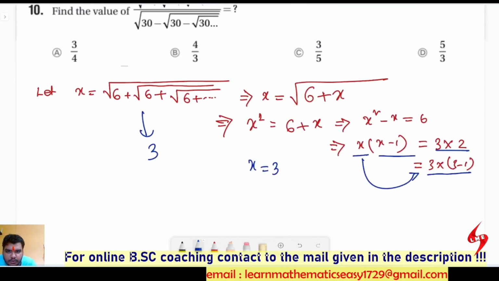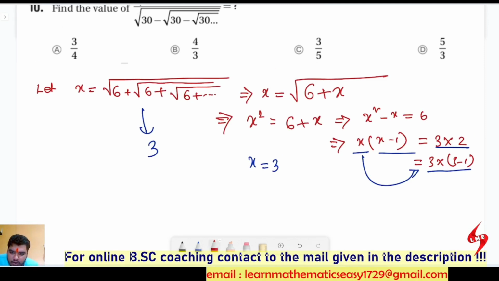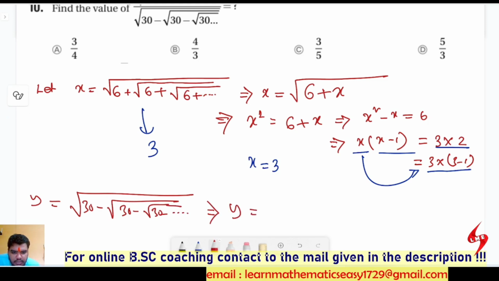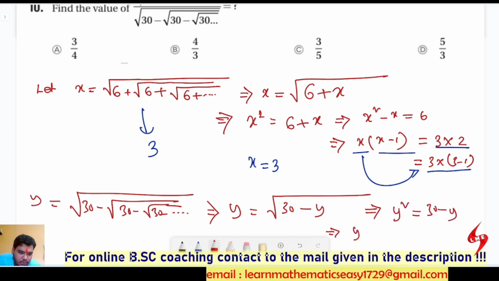Similarly, we assume y is root over 30 minus root over 30 minus root over 30 and so on. That implies y equals root over 30 minus y, because y is this infinite times, so I can replace without the first term as the initial assumption. So y equals root over 30 minus y. Then I'm squaring both sides just like that. So y square plus y equals 30.